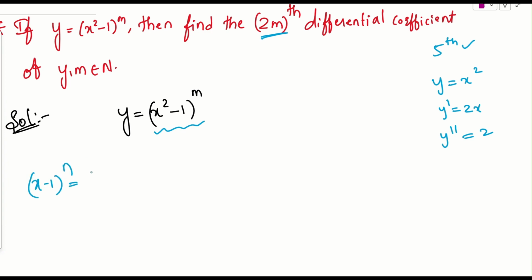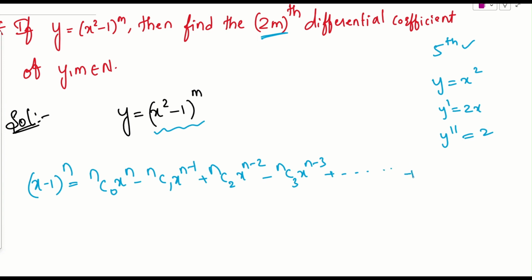So this is nothing but nC0 x^n, and alternately plus and minus should be there, minus nC1 x^(n−1) plus nC2 x^(n−2), again minus nC3 x^(n−3), and so on. What will be the last term? Minus 1 whole power n into nCn. Sorry, there is no y; simply x^0 we will be getting here, which is 1. So any doubts up to here? The same expansion I'll be applying here.